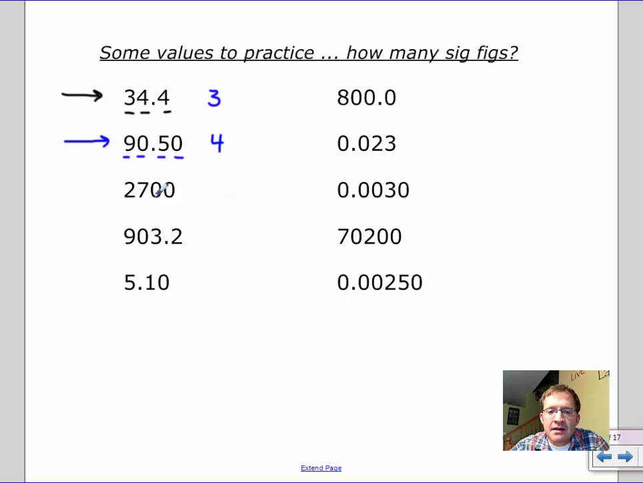In the next example, the decimal point is absent. So we're going to start counting from right to left, starting with the first non-zero. Not this one, but this 7 and this 2 give us 2 significant figures in that value. 903.2, the decimal point is present, so we're going to start from left to right. 1, 2, 3, 4. Again, starting with the first non-zero, we get 4 significant figures.